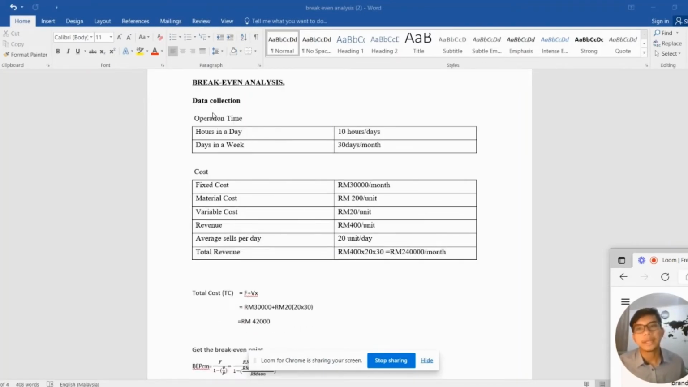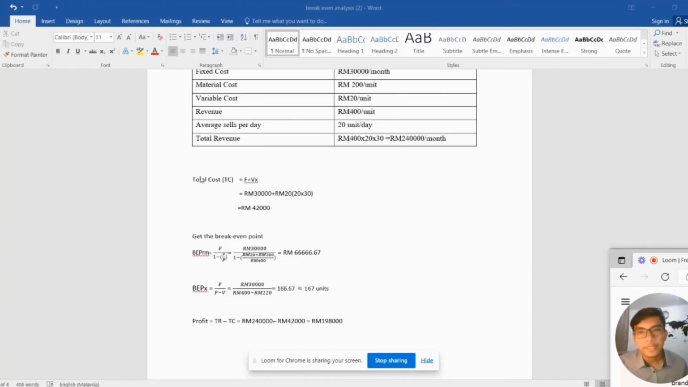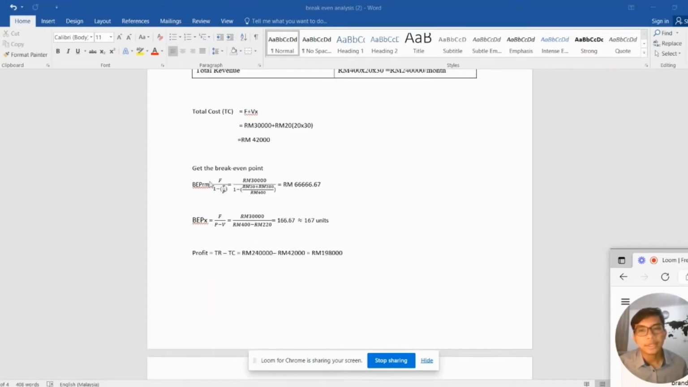Here we get the data collection. We assume values for the data collection for operation time and cost. Next we calculate the total cost, TC, and we got 42,000. Next we calculate the break-even analysis, BEP, in RM and in units.